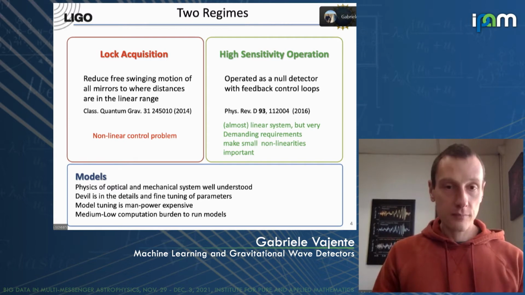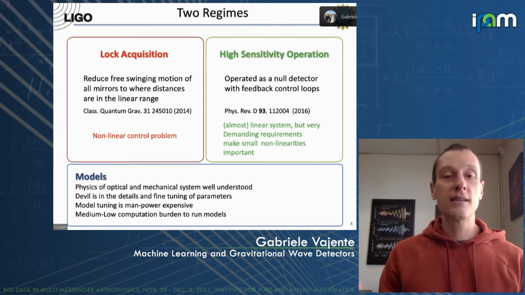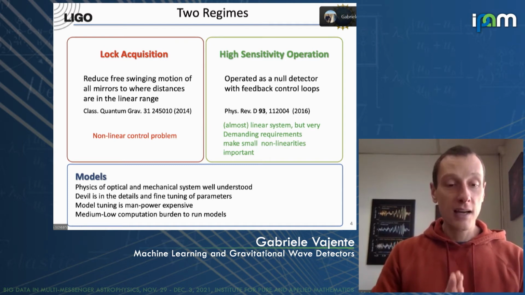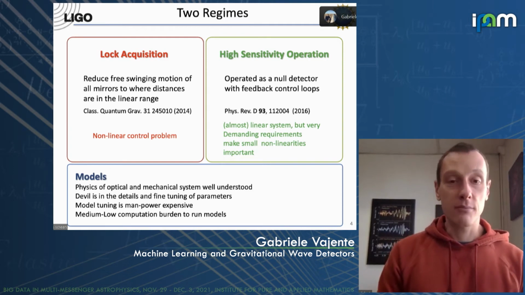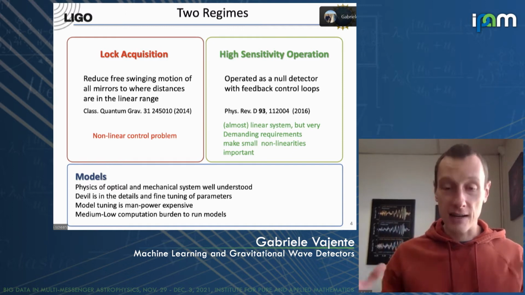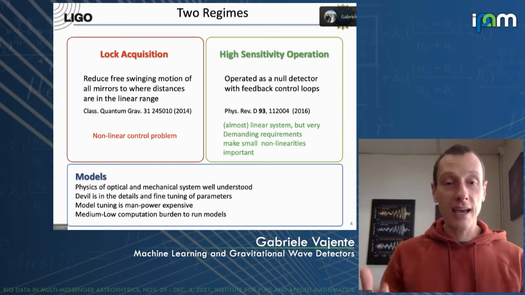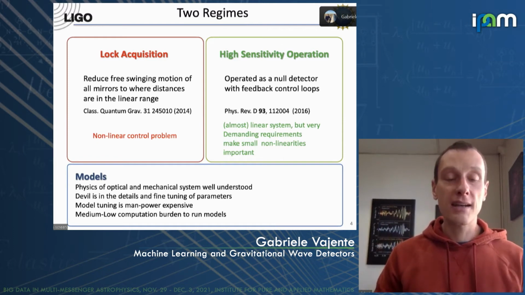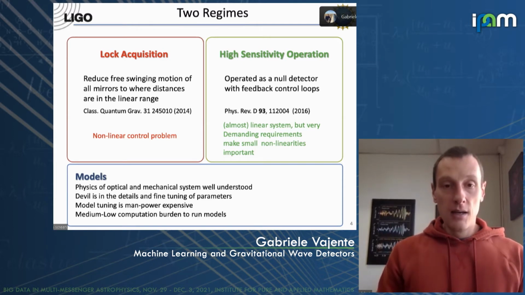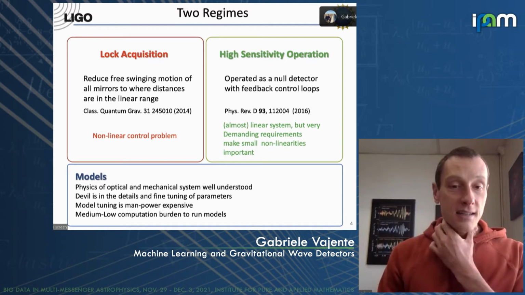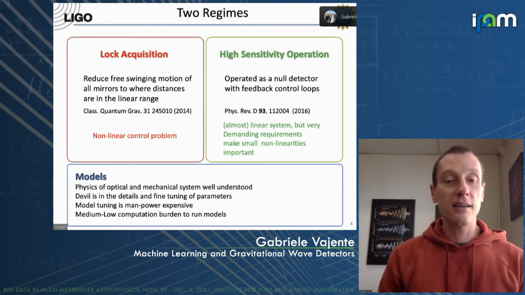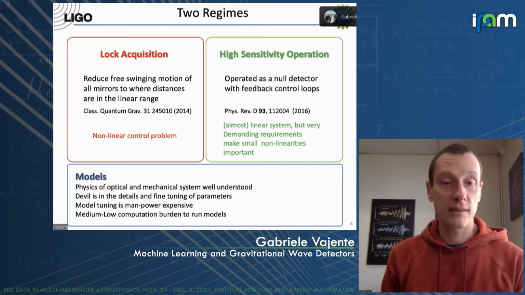Then once we get there, we are in what I would call the high sensitivity operation. At this point, the system is kept by the feedback loop near the operating point, so it's very well described as a linear system. And as mentioned also yesterday, it is operated as a null detector, in the sense that the feedback is keeping the system around zero. And so in the end, you need to calibrate the gravitational wave strain out of both the residual deviation and the force you apply to maintain the system there. As I said, this is almost a linear system, but remember that we have very demanding requirements for our sensitivity, so even small deviations from linearity are important.